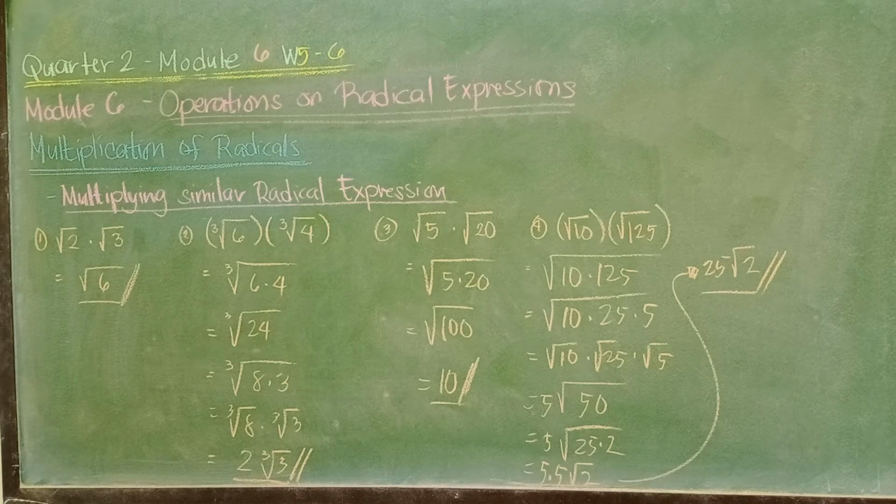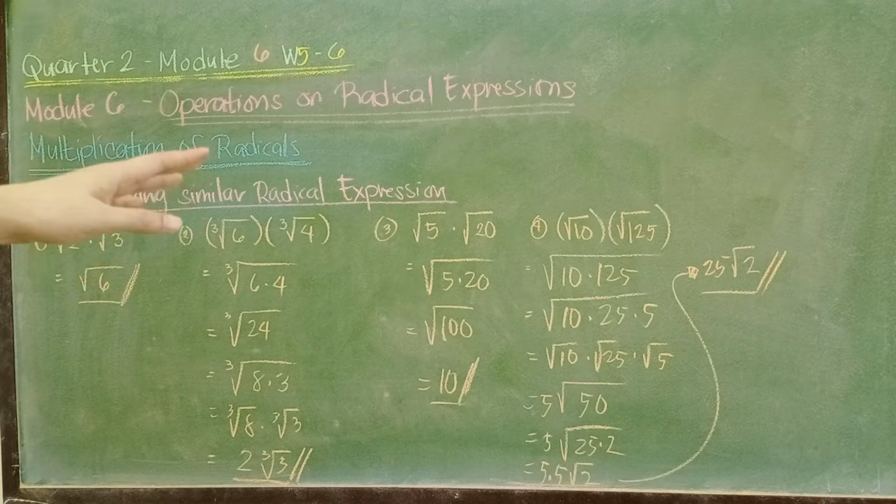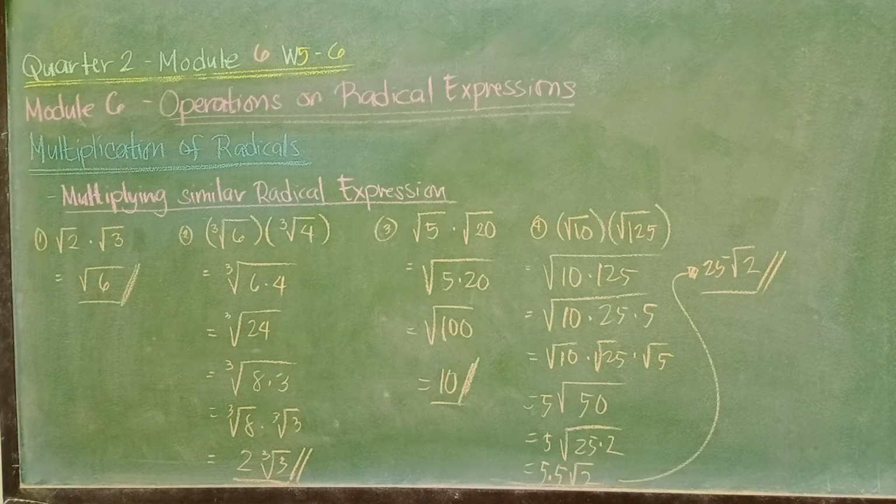So yung mga susunod na example natin, what if magkaiba sila ng index? Dito sa 1, 2, 3, and 4, parehas yung mga indices ng mga minumultiply mo. For number 1, parehas na square root. Number 2, parehas na cube root. Number 3, parehas na square root. Number 4, parehas na square root. Now, paano kung magkaiba?